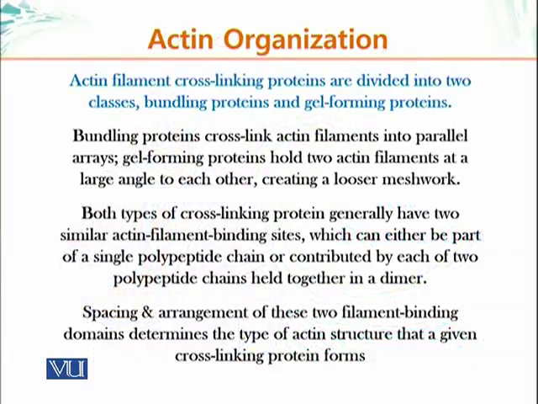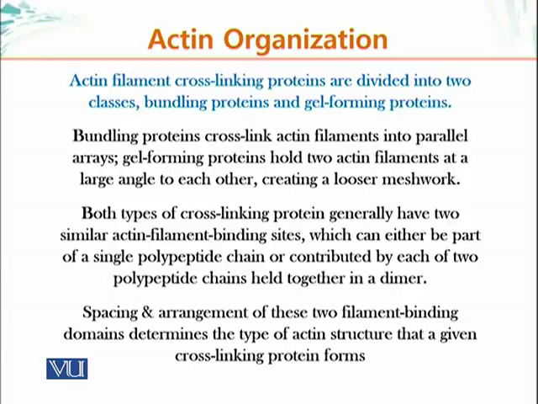orientations. Actin filament cross-linking proteins are divided into two classes: bundling proteins and gel-forming proteins. Bundling proteins cross-link actin filaments into parallel arrays, while gel-forming proteins hold two actin filaments at a larger angle to each other, creating a loose meshwork.